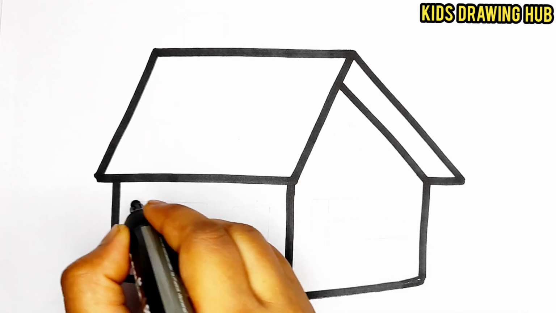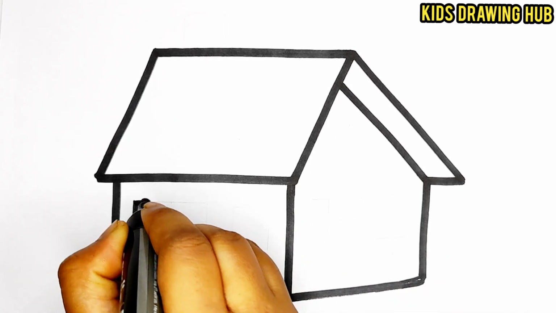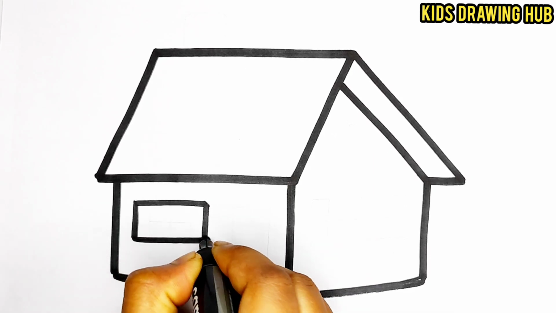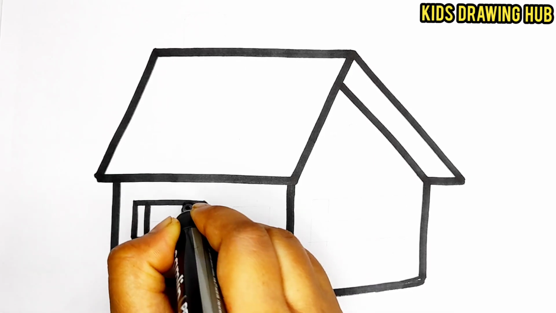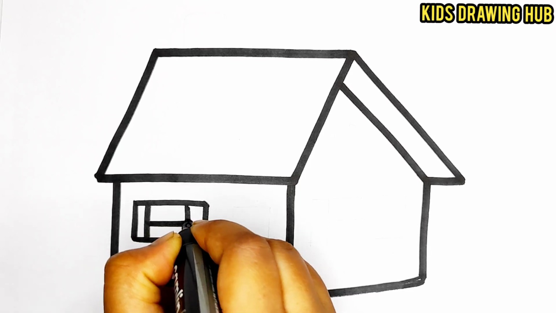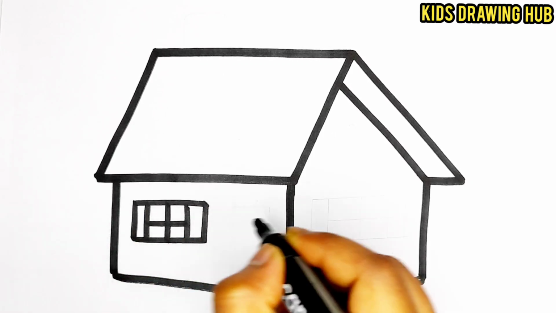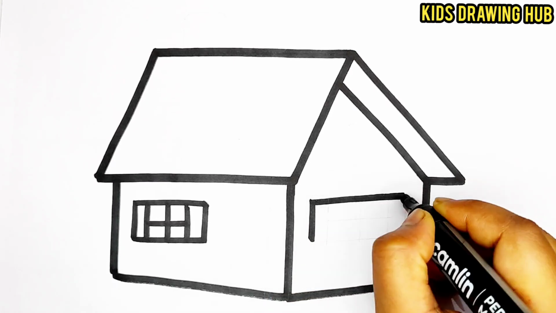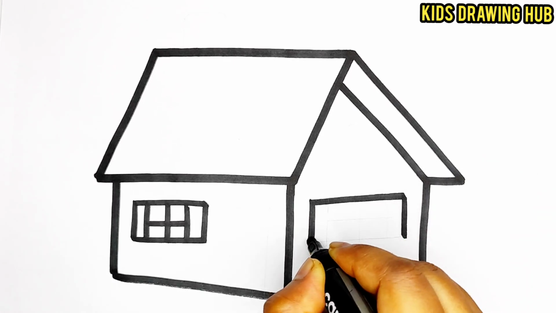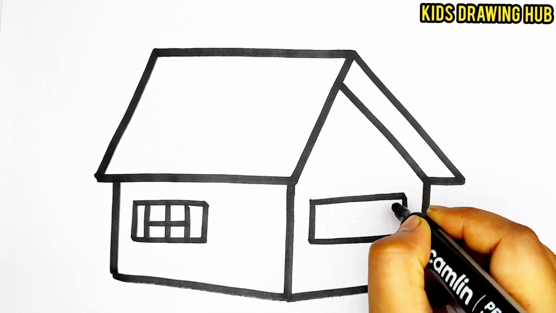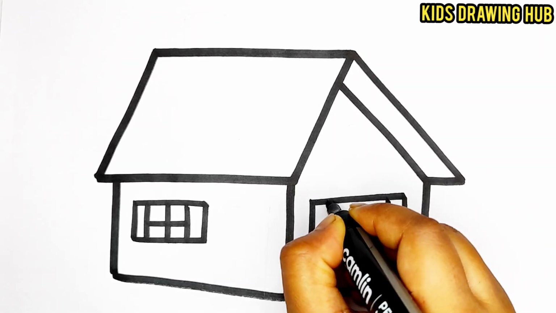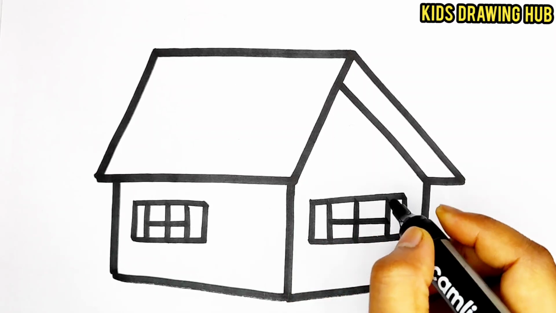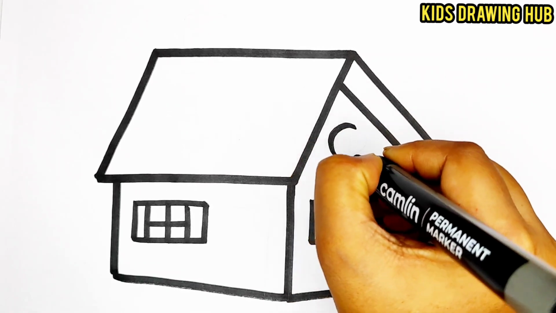Here we draw the first window using a rectangle. Then we design it. Then we draw another window and design it. We draw in it. We draw a small circle.